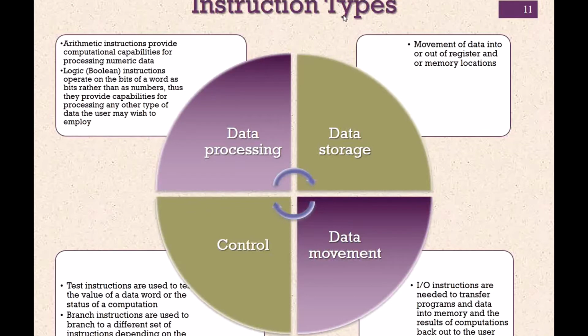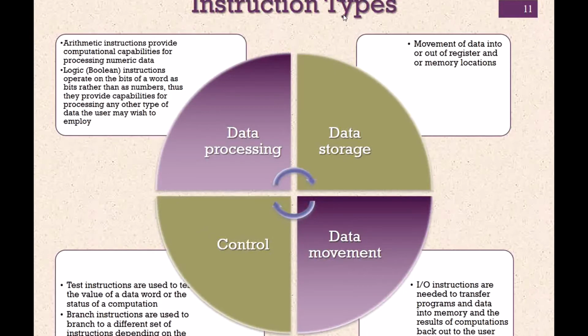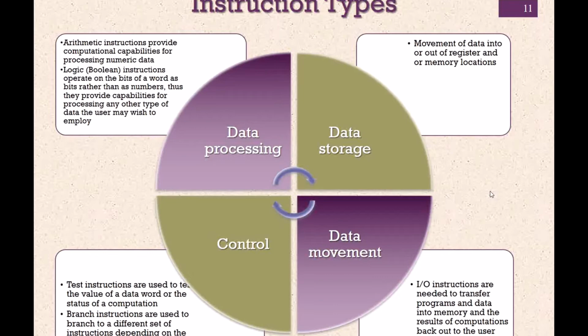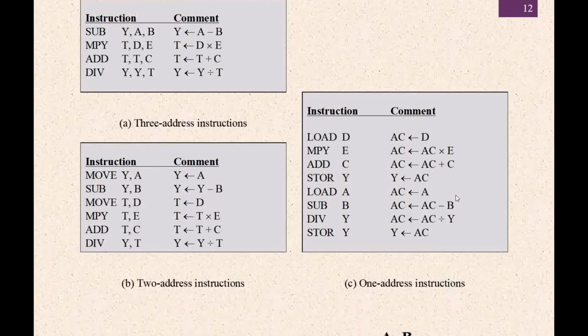In the controlling section, the test instructions are used to test the value of a data word or the status of a computation. Branch instructions are used to branch to a different set of instructions, depending on the decision the processor or user takes. Data movement, or I/O instructions, are needed to transfer program data into memory, and the result of computation back out to the user.